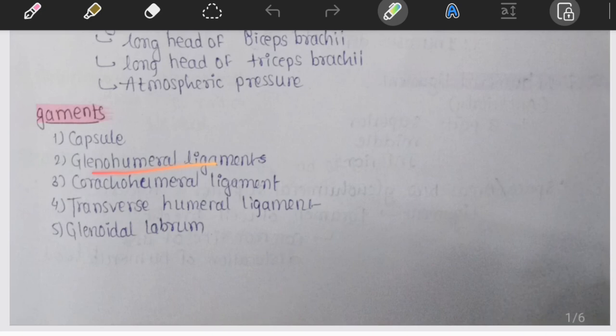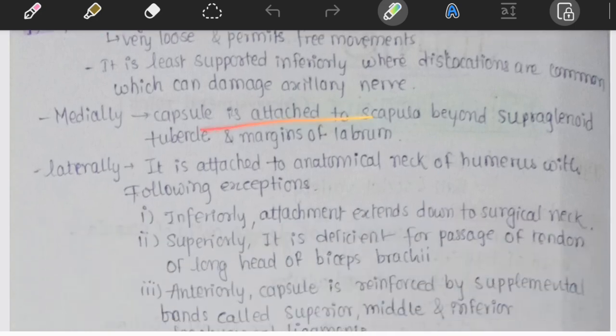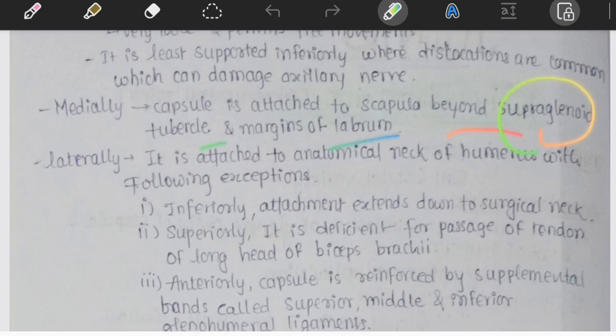Capsule, glenohumeral ligament, coracohumeral ligament, transverse humeral ligament, glenoid labrum. The capsular ligament is very loose and permits free movements. It is least supported inferiorly, where dislocations are common, which can damage the axillary nerve. It is the most important point that if dislocation of the shoulder joint occurs, the axillary nerve gets damaged.